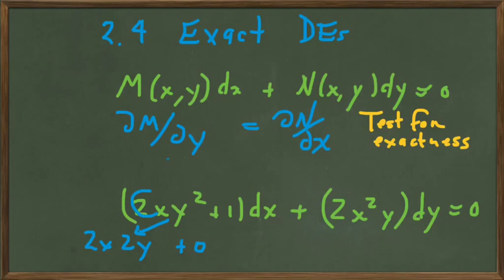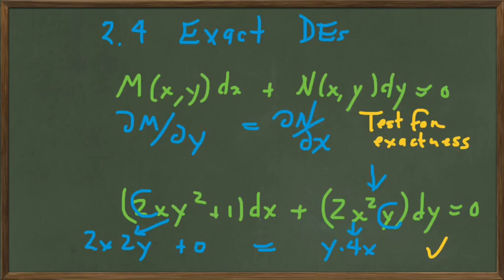When we go to take the partial of this second term with respect to x, we treat the y like it's a constant, so we repeat the constant and take the partial of the 2x squared and get 4x, and we see that 2x times 2y is the same as y times 4x. So as before, as we knew, it is exact.